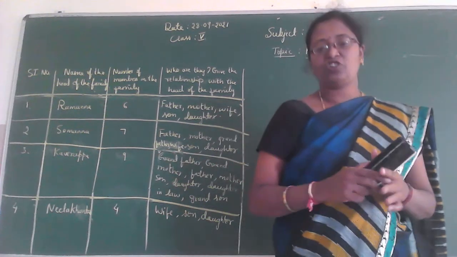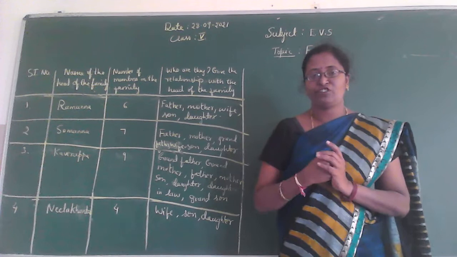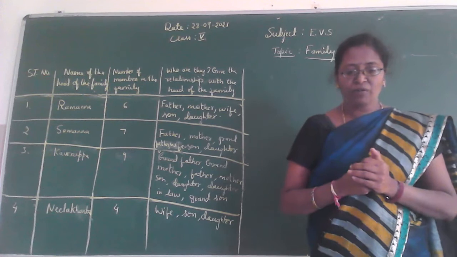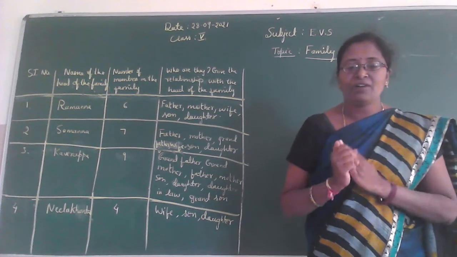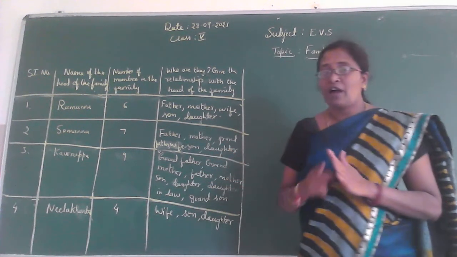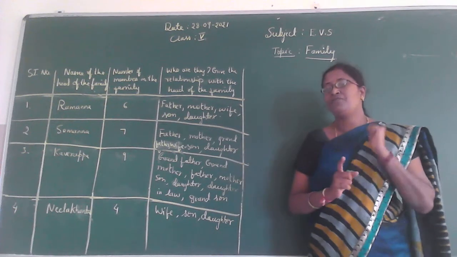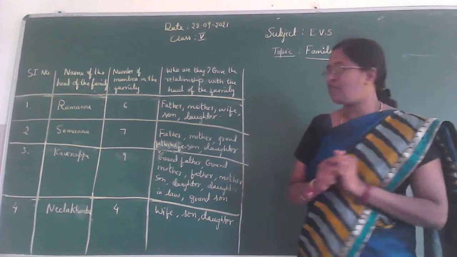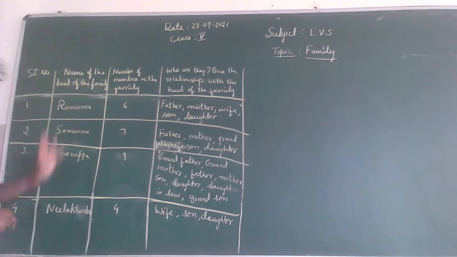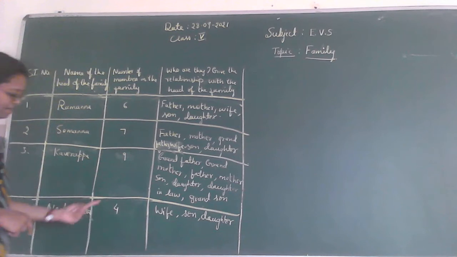So there are some questions, children. With the help of this table, answer my question, children. Mention the number of families which have less than 5 members. So see here, children. You have to write the number of families which have less than 5 members. See here, whose family has less than 5 members? See here, this is 6, 7, 9, 4. So this one is the answer.